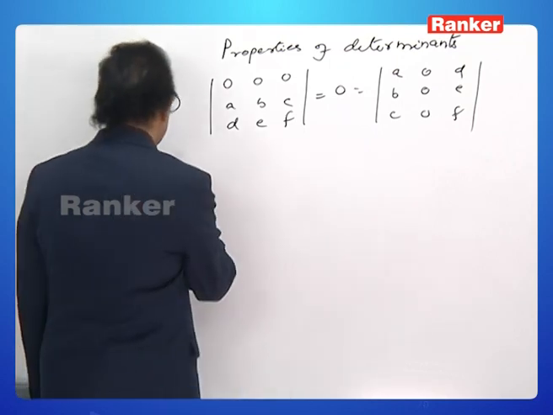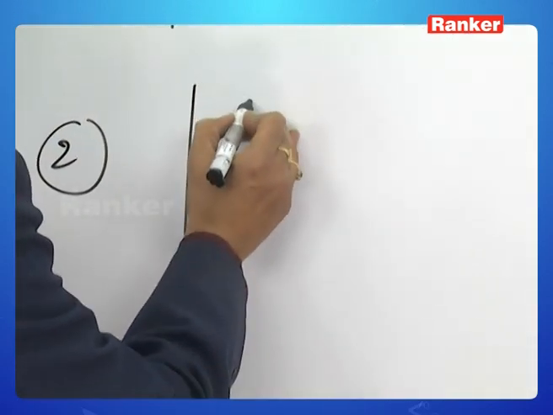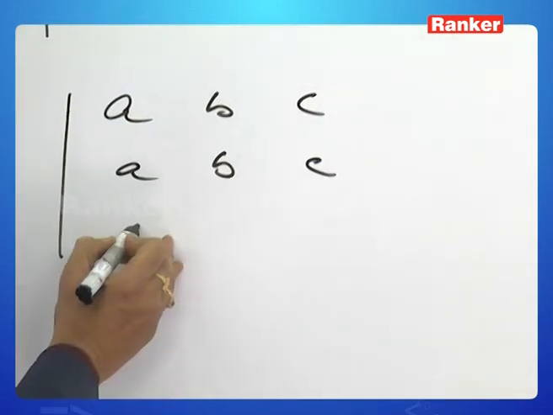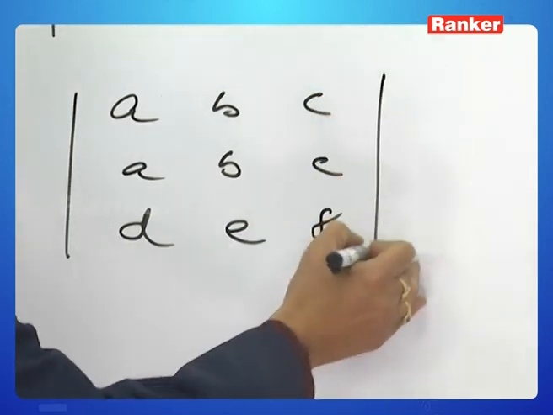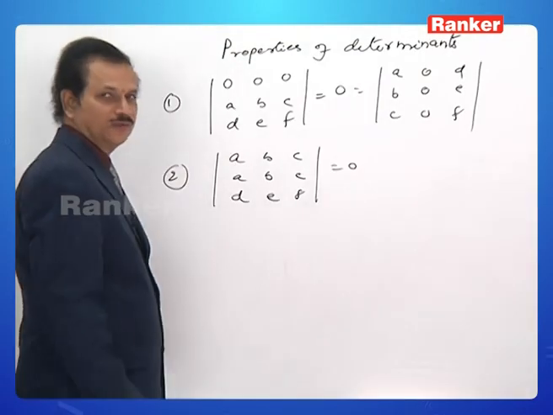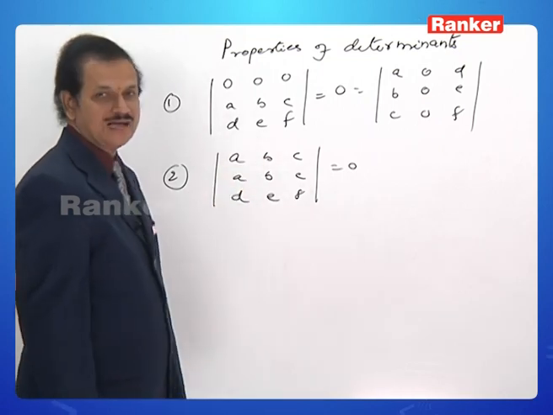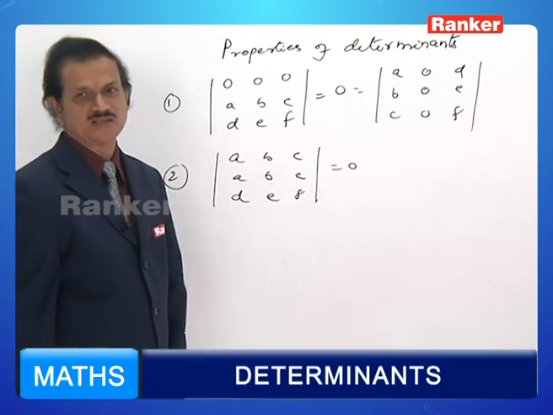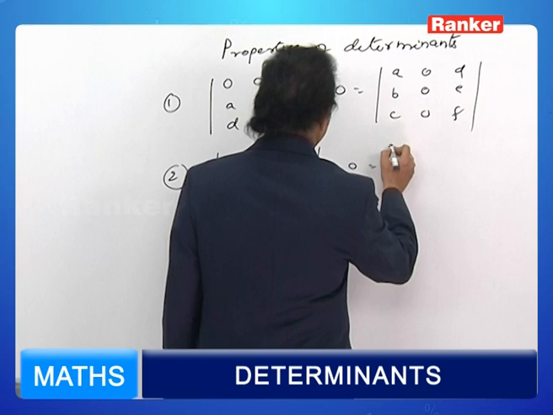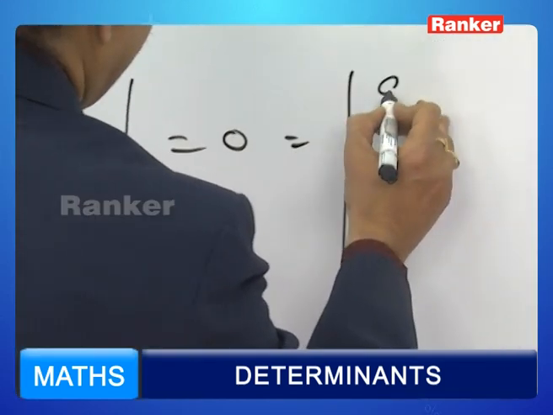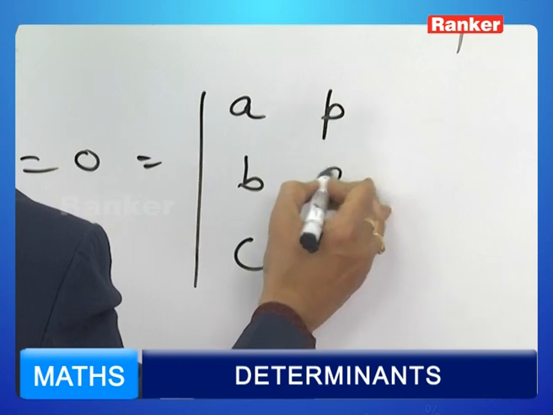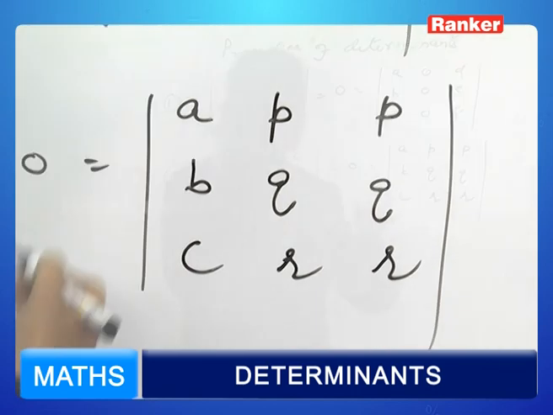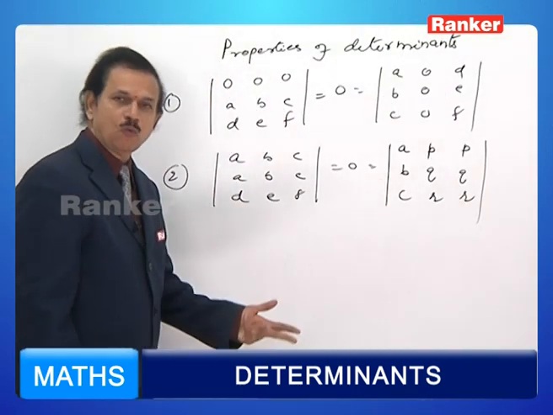Okay, then next one. If any two rows of a determinant are equal, then also the determinant is 0. Here the first row and second row have equal elements. You see, it need not happen in the case of rows only. It may happen in the case of columns also. Look here. This is equal to A, B, C, P, Q, R. P, Q, R. This is also 0. One more thing.